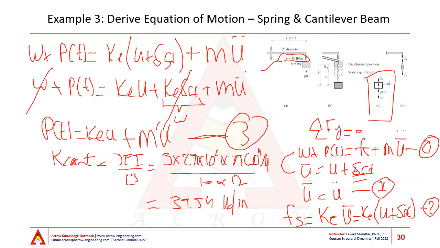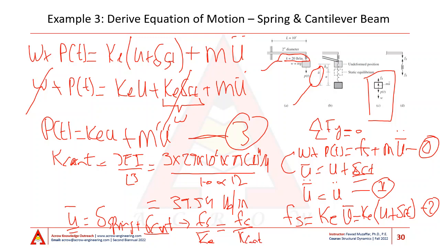Now, the total deformation of the two springs in series is deformation of the spring plus deformation of the cantilever, right? Now, this total deformation is u bar, so this is the same u that I have on the other slide. And so if I plug in my values of stiffness and force, what I'll get from this equation is Fs over Ke, where Fs is the same spring force, equal to Fs over K cantilever plus Fs over K spring.